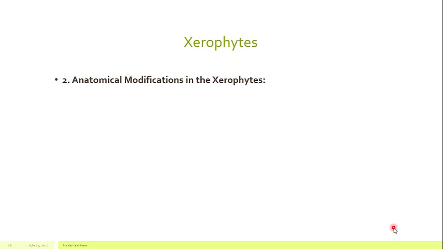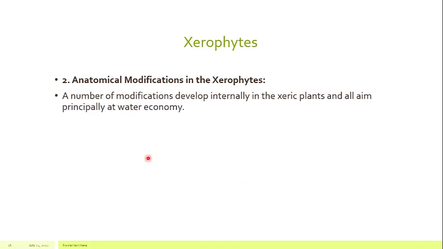As far as the anatomy is concerned, it is the internal overall structure of the plants and the animals. There are various anatomical modifications in the xerophytes which enable them to live in the harsh environment. There are a number of modifications. Those modifications are internal, as we are discussing anatomy, and all aim principally at water economy. Obviously they are living in the xeric environment, drought conditions, so all these adaptations are principally for water economy.